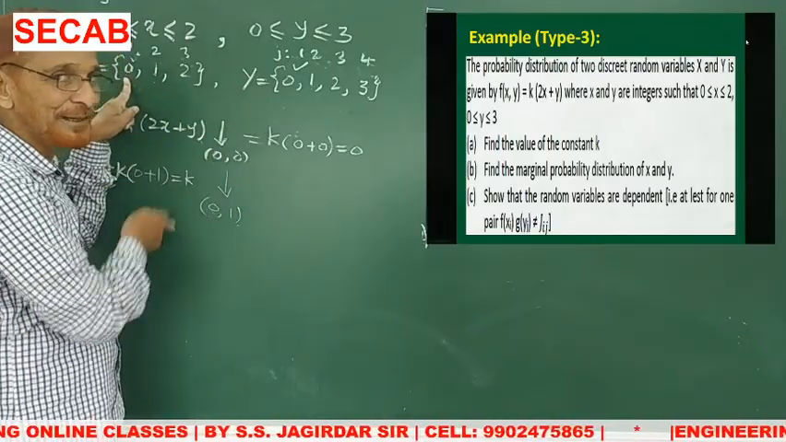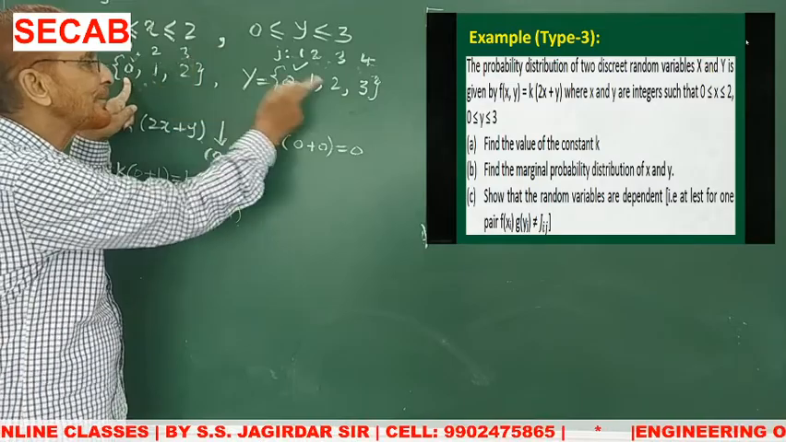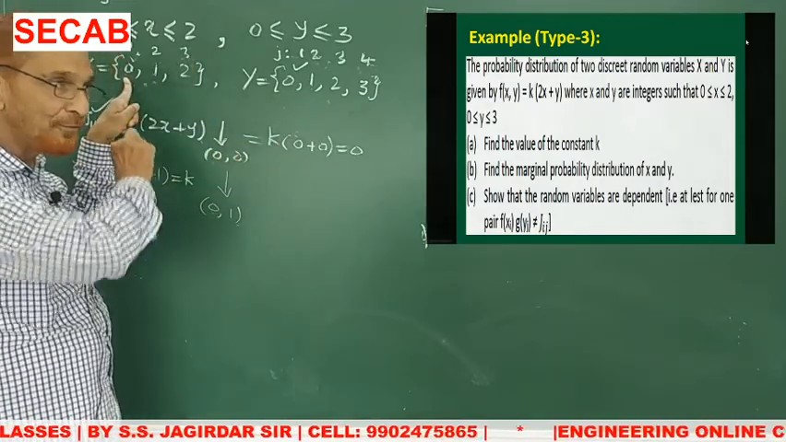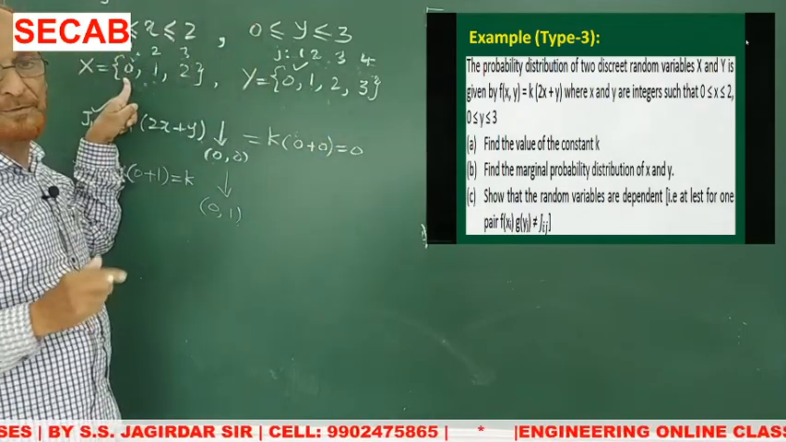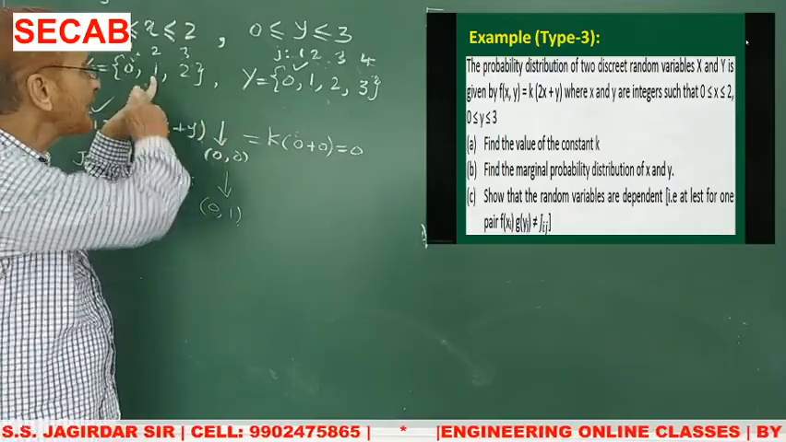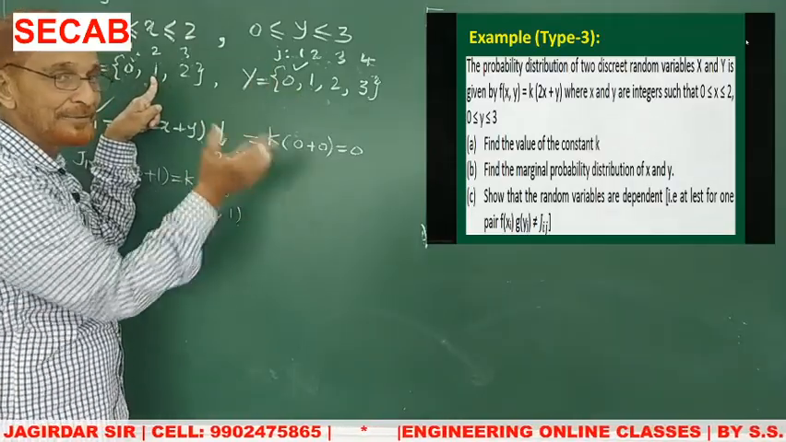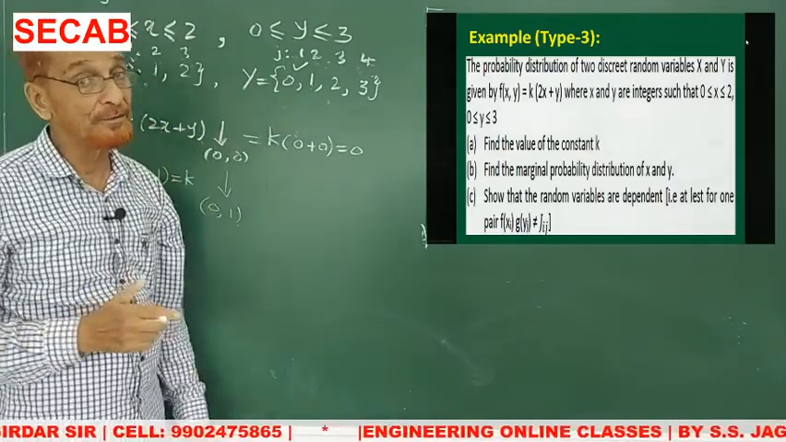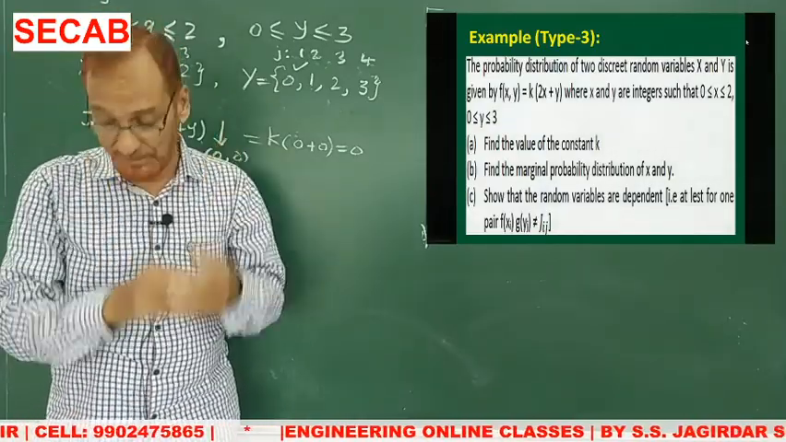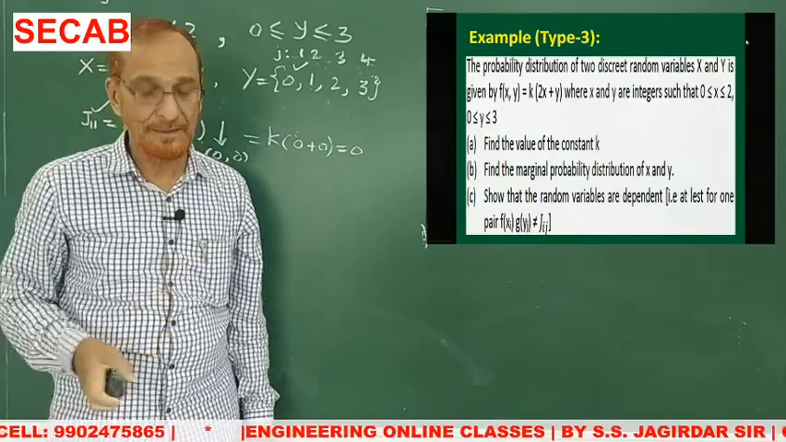0, 0, first value. 0, 1, second. 0, 2, 0, 3. These values you substitute and get the value, and the first row you can completely fill up. And then you can go for 1, 0, 1, 1. This way, all 12 pairs you can cover and 12 values you will get. By that you can prepare the table. Okay, first we will take up this work.